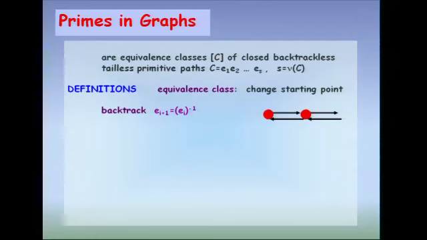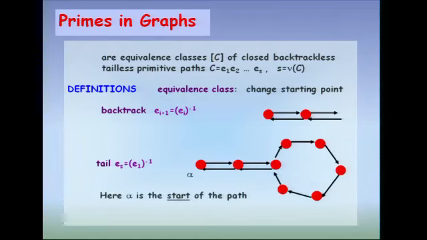A backtrack means that E(i+1) is E(i) inverse. So that's a backtrack. You're not allowed to do that, just as happened in the first talk. A backtrack is not allowed, illegal. A tail means that, it's really a backtrack if you change the starting point. So in other words, this is a tail. I started the path at alpha, and then I didn't notice that I was backtracking, that the last edge was actually the inverse of the first edge. That's not allowed either because my equivalence class allows me to change the starting point.